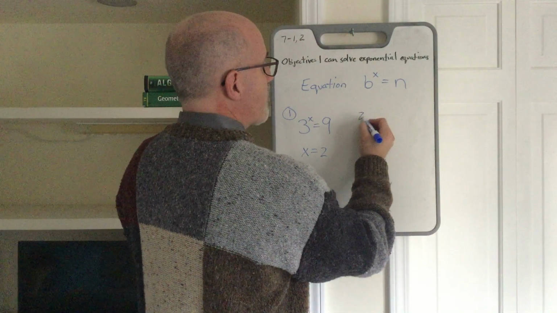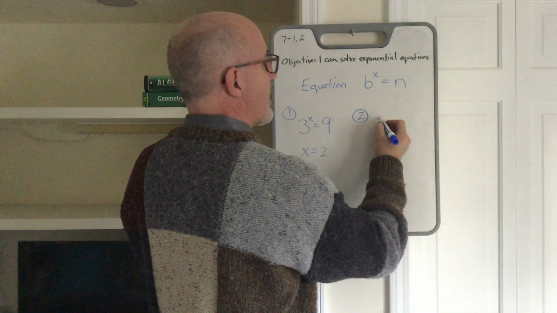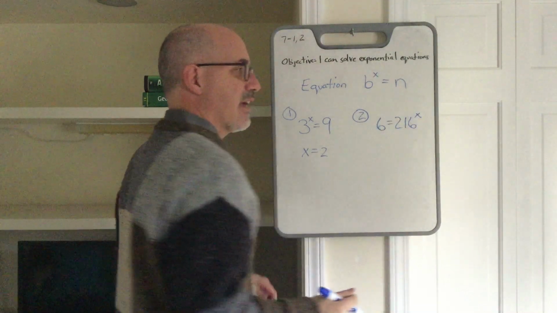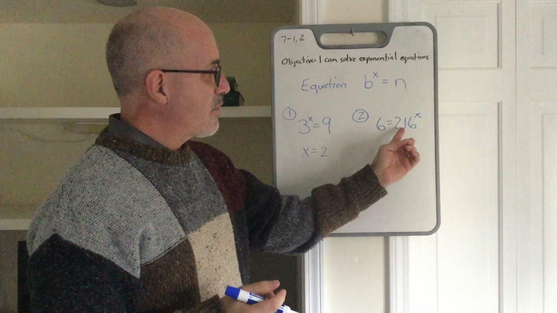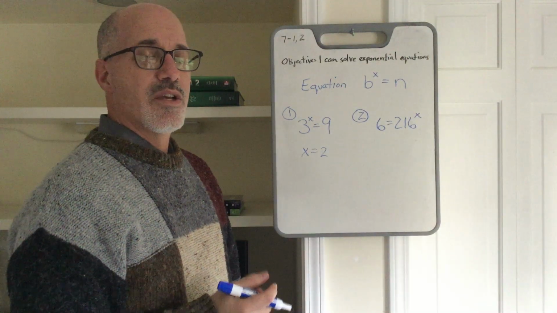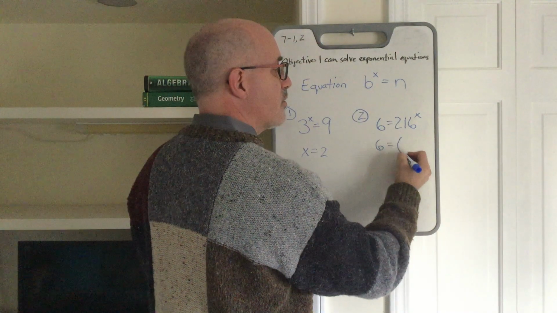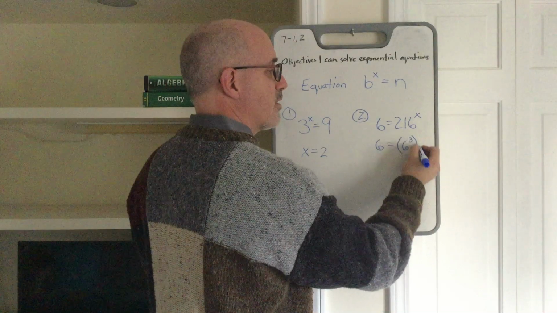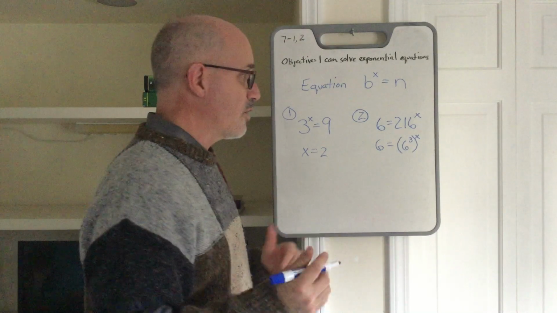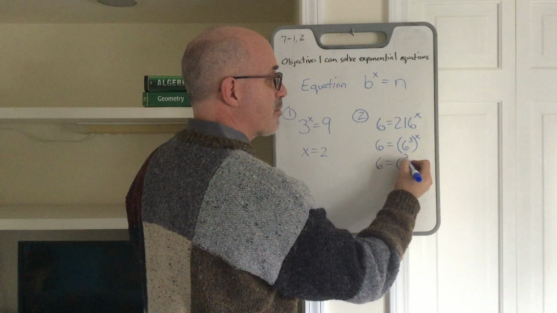We could have problems where maybe it's not quite so clear. Maybe it doesn't come so quickly. As an example, we might have 6 equals 216 to the x power. That one is a little more difficult because we know 216 is 6 cubed, but how do you put that to a power to get it back to 6? Well, the secret is to write it out with a common base. If we write 216 as 6 cubed, and check that on your calculator, 6 times 6 times 6 is equal to 216, then what we have is that 6 equals 6 to the 3x power.